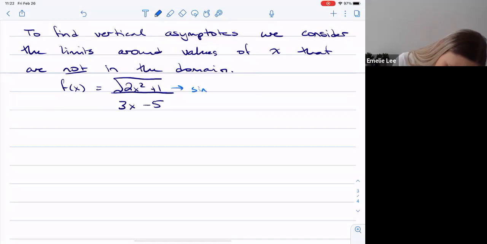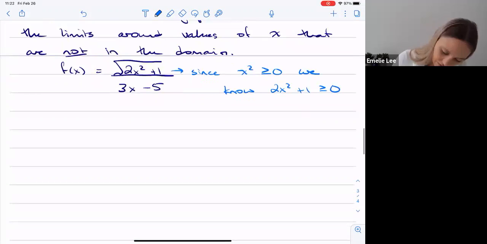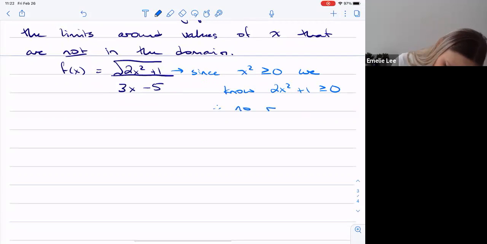So here, since x squared is greater than or equal to 0, we know that 2x squared plus 1 is also greater than or equal to 0. In fact, it'll be greater than or equal to 1, but let's just stick to greater than or equal to 0. So there's no restrictions on the numerator. Therefore, no restrictions from the numerator.